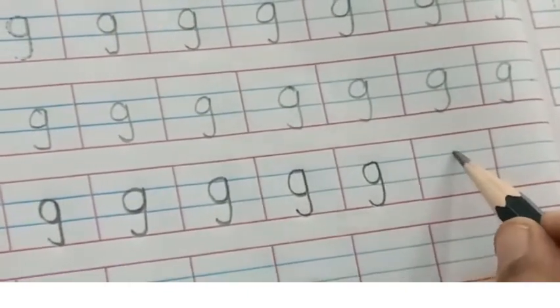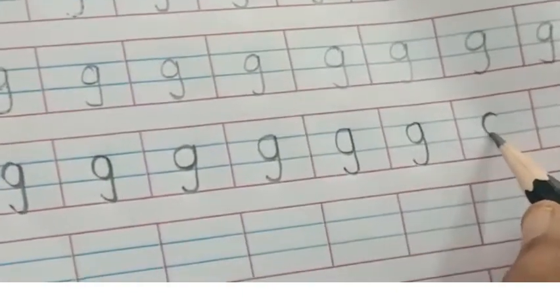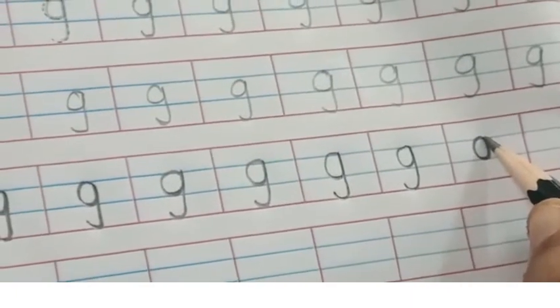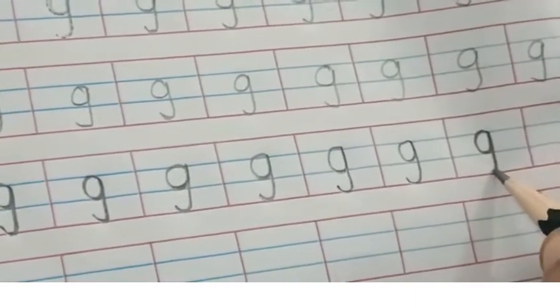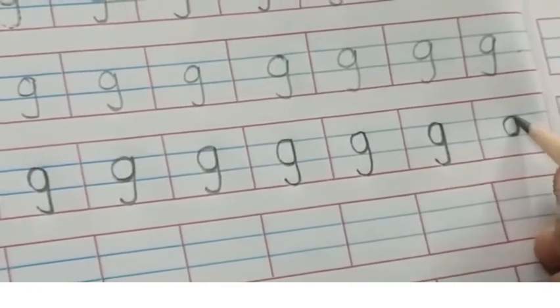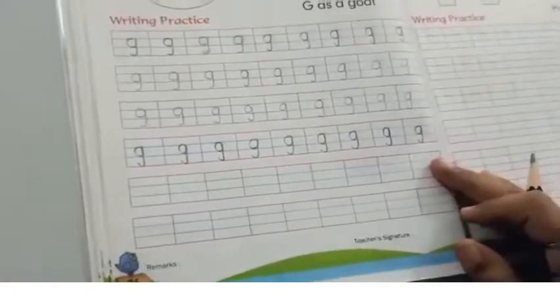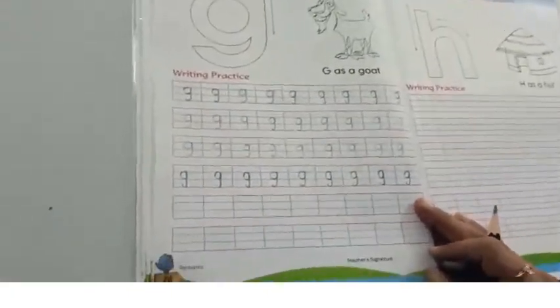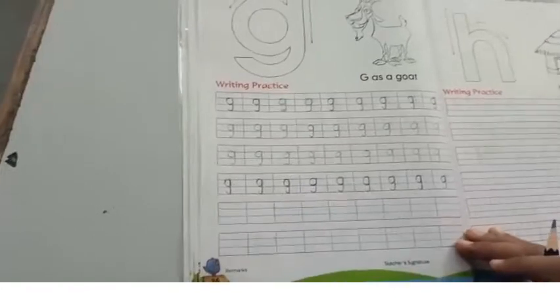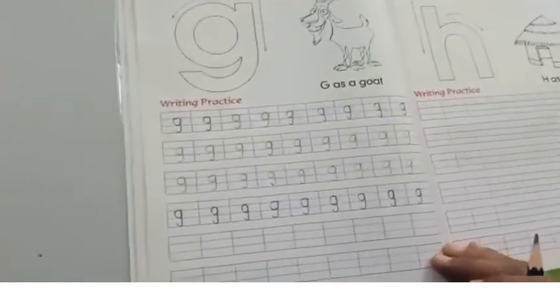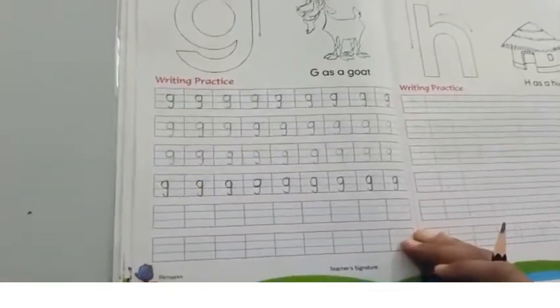Children, don't forget, we are writing in these two center lines. Left curve, go up, and we are drawing a red standing line till this red line and a small hook. Small letter G. When you write, please say and write and learn the phonic sound too. Do complete these two lines. Write neatly.